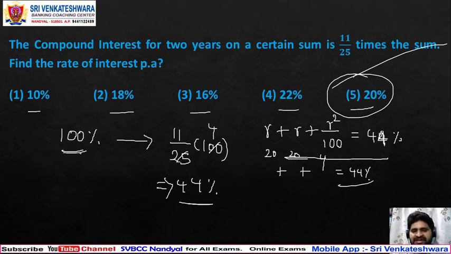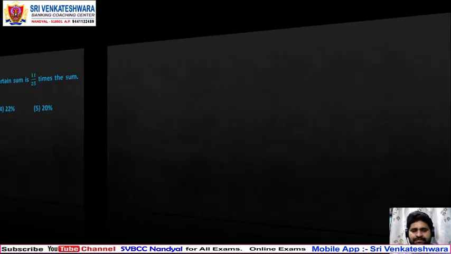So a particular sum is giving 11 by 25 times of the sum, which is 44%. In 2 years I am getting 44% compound interest. Basically, 44% compound interest in 2 years, what is the formula? R plus R square by 100, that is 44. So let's calculate R. By substituting the values we will get R. Next one.